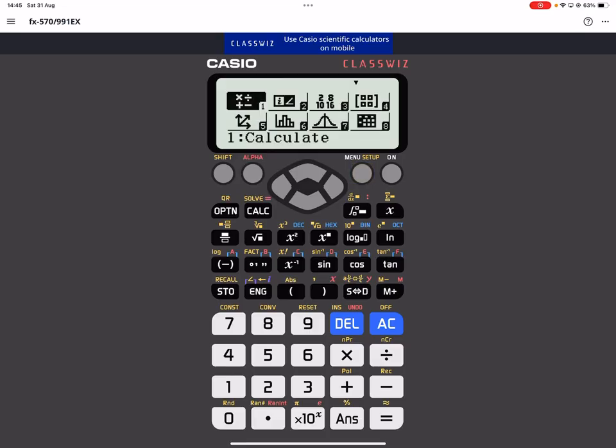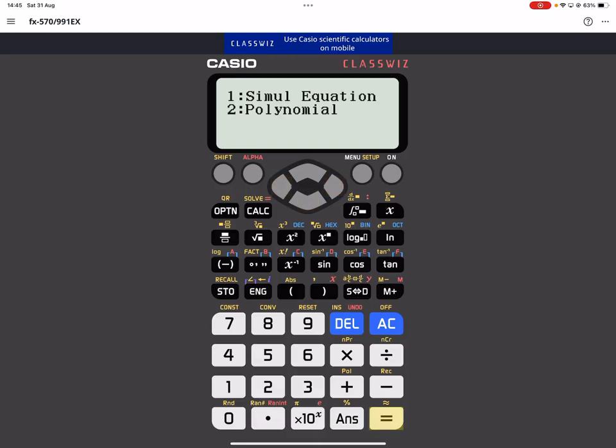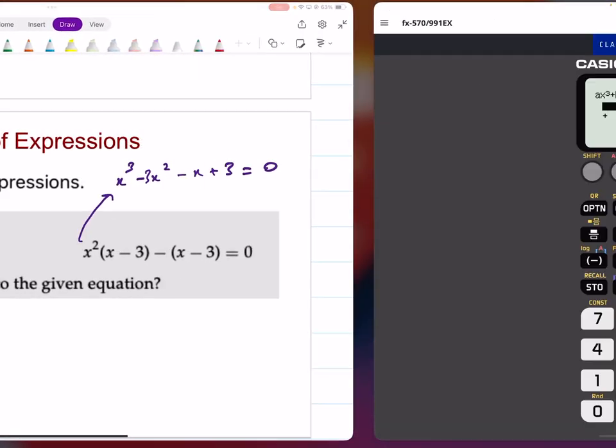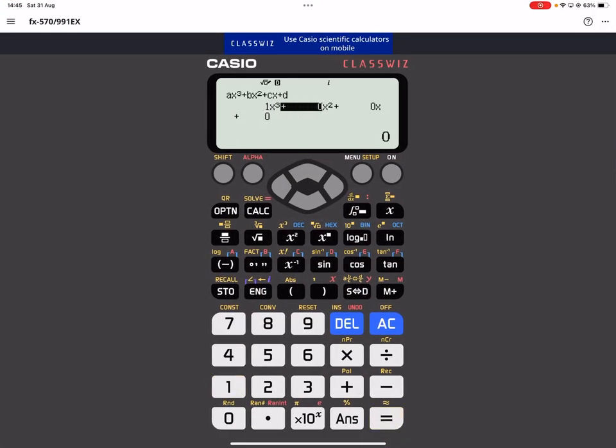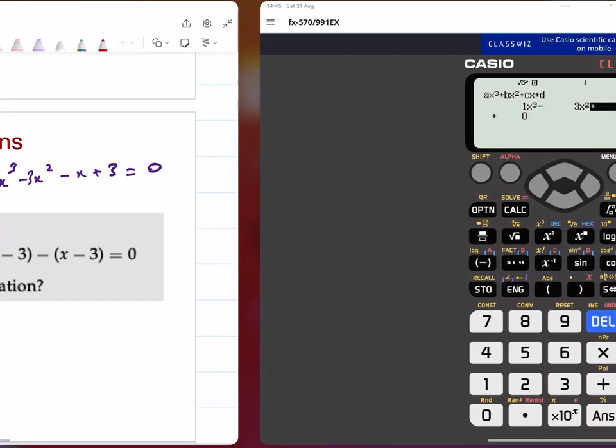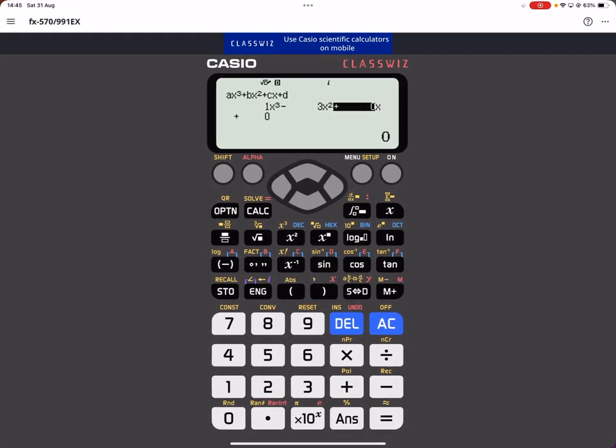So what we can do is we can go to menu, equation, polynomial. It's a degree 3 equation, right? Cubic equation. And now you just input the coefficients. The coefficient of x cube was 1. Input 1, press the equal to button. Coefficient of x squared is negative 3. Input negative 3, press the equal to button. Coefficient of x is minus 1, so input minus 1. And then the constant term is 3.